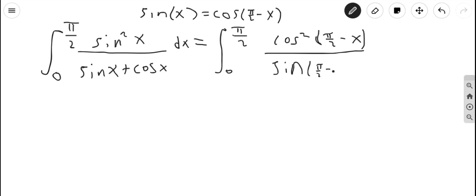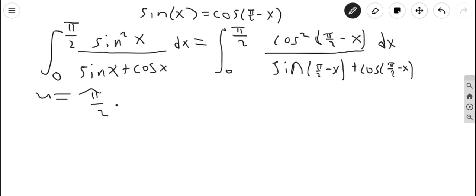But before we do that, we're going to do a variable substitution. We're going to say that pi over 2 minus x is equal to u, and that would be our variable substitution. We're going to get two bounds of integration, 0 and pi over 2, and our du will be negative dx.